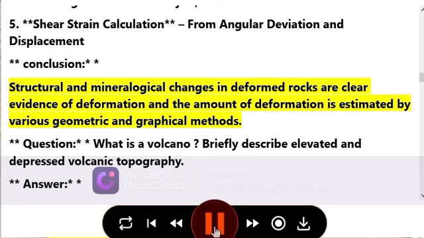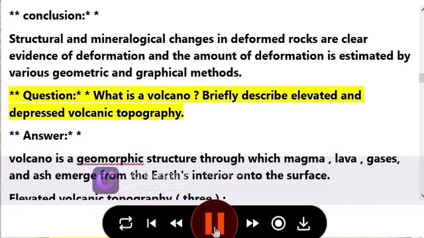Conclusion. Structural and mineralogical changes in deformed rocks are clear evidence of deformation, and the amount of deformation is estimated by various geometric and graphical methods.